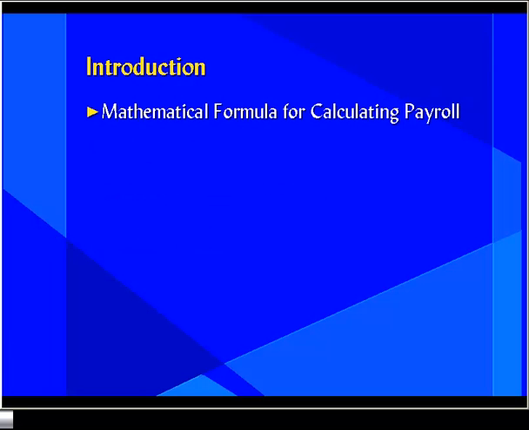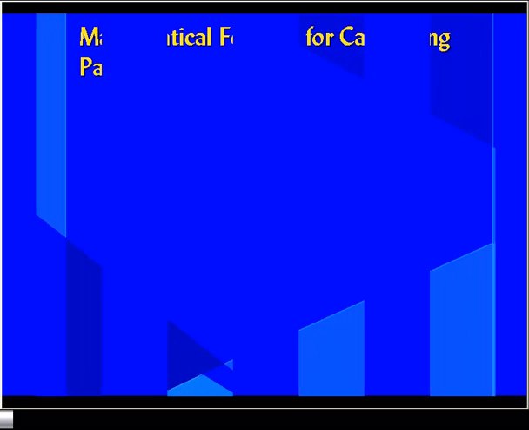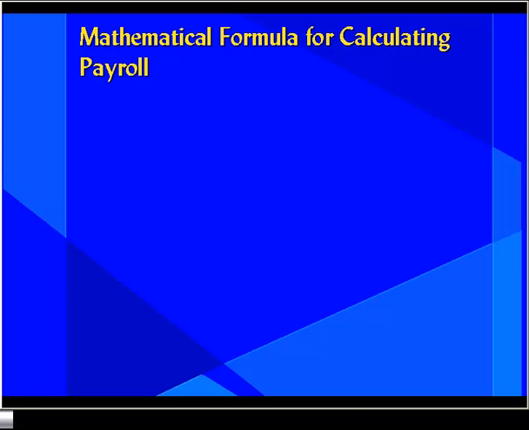We'll look at the first topic on the mathematical formula for calculating payroll. The formula for calculating payroll is as such. When deriving the gross pay of an employee, there are three components. There's the basic pay plus any overtime plus any allowances that have been given.